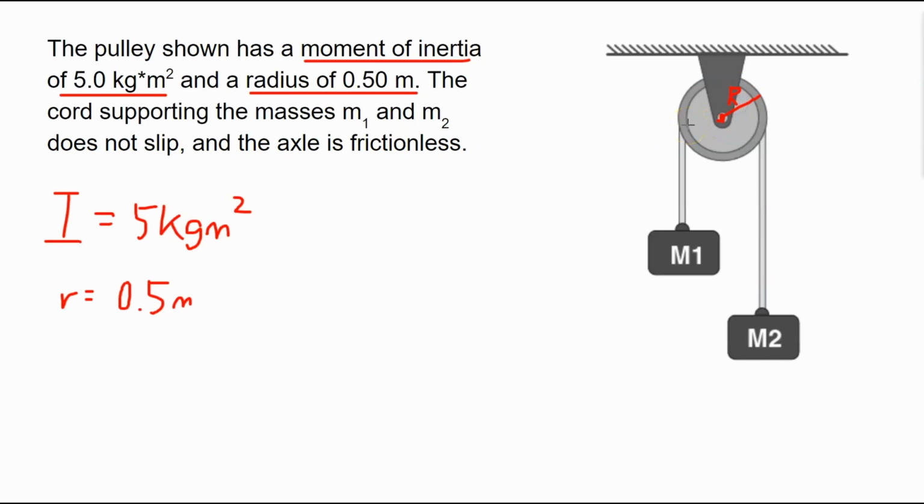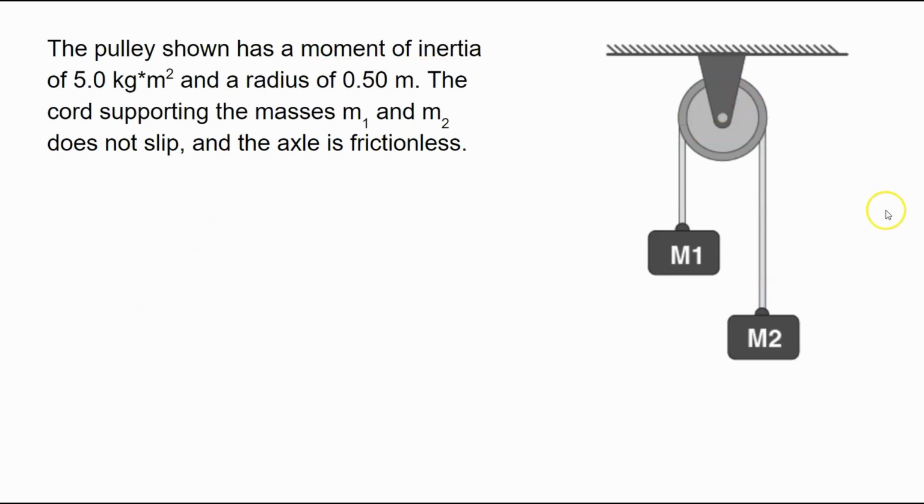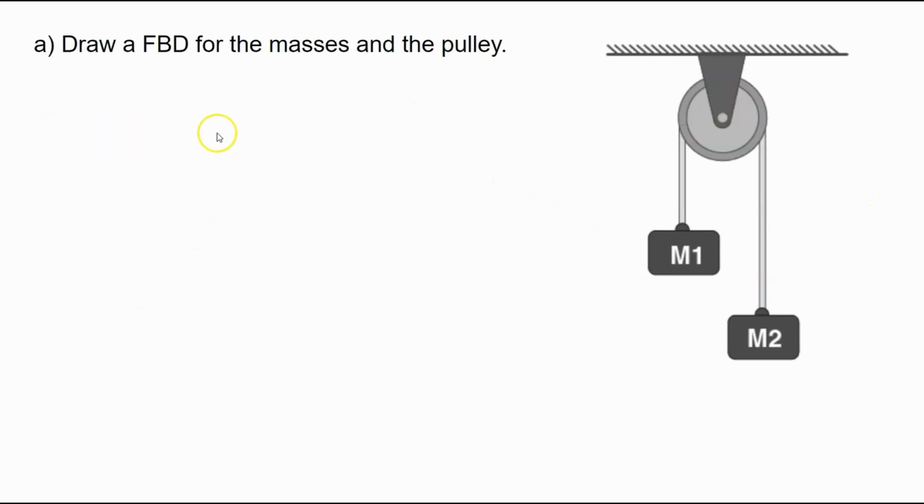Now let's look at the steps that I would take whenever I'm given a problem like this. The first step would be to draw a free body diagram for both the masses and the pulley. So let's do that. For M1, I'm just going to label this M1. We obviously know that it's being acted on by gravity, which we're going to call M1G, because the gravitational force is equal to the mass times the gravitational constant.